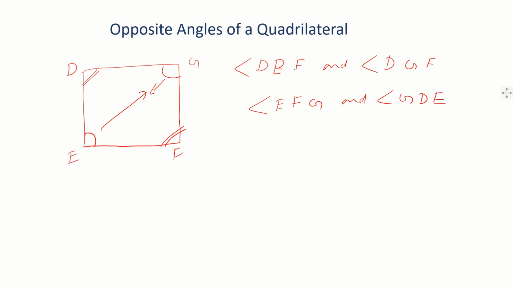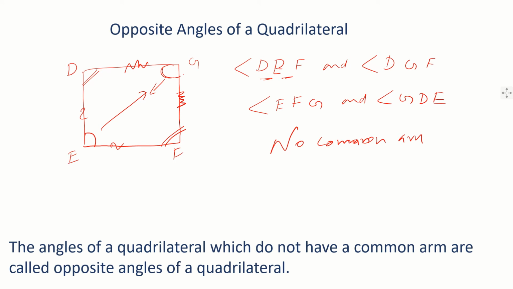They do not have a common arm. You can see EF here, you can see D here, DF here, but no common arm. This angle DEF is made with this arm, and this angle G is made up of this arm and this arm. So no common arm. Angles of a quadrilateral which do not have a common arm are called opposite angles of a quadrilateral.